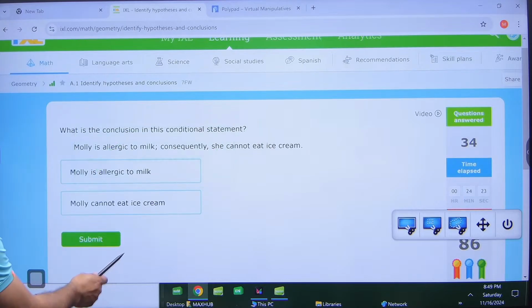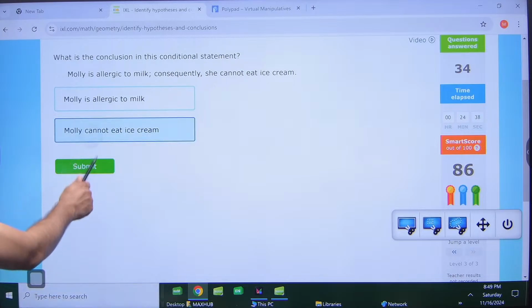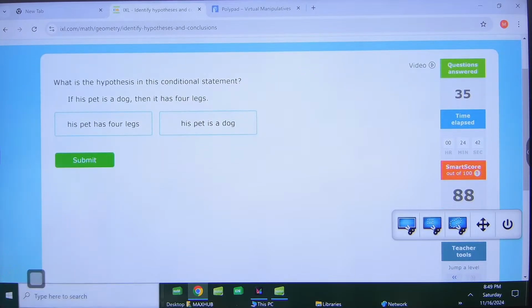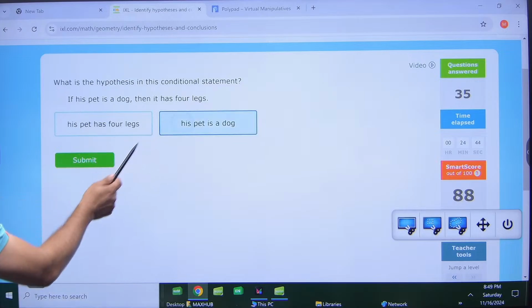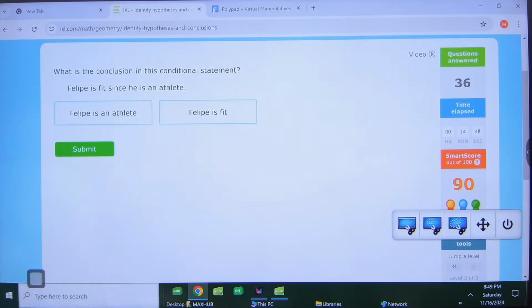What is the conclusion in this statement? Molly is allergic to milk. Consequently, she cannot eat ice cream. Molly cannot eat ice cream. What is the hypothesis in this? If the pet is a dog. What is the conclusion in this?